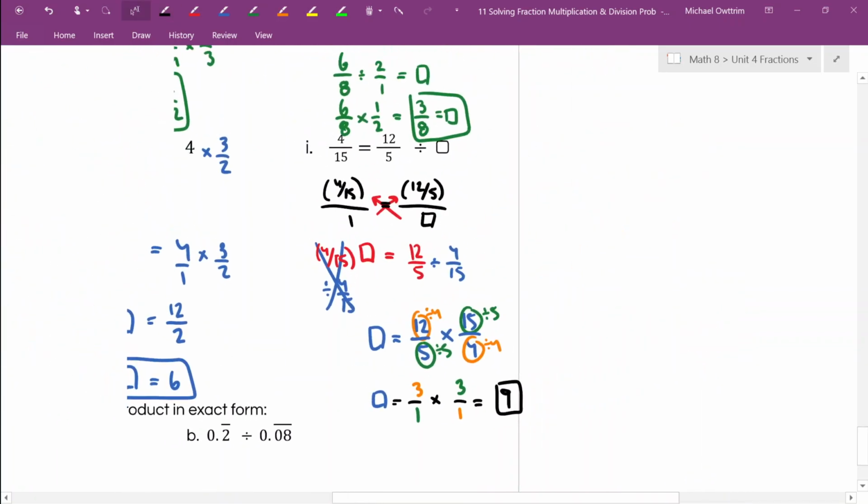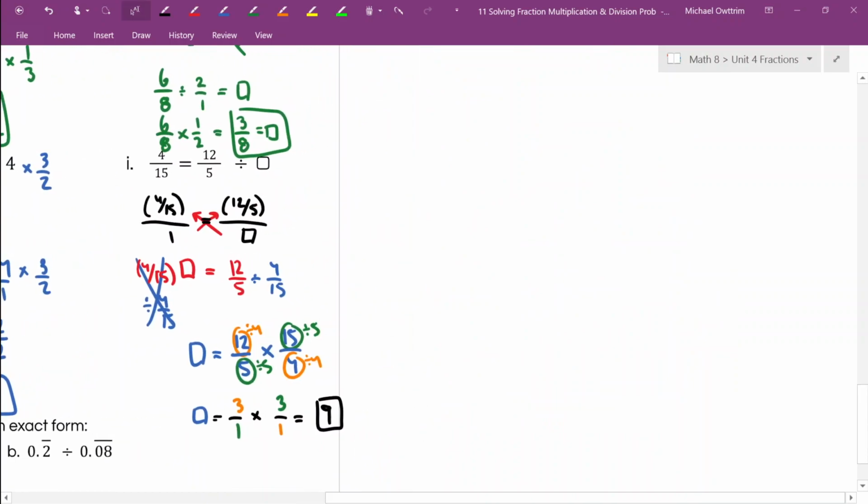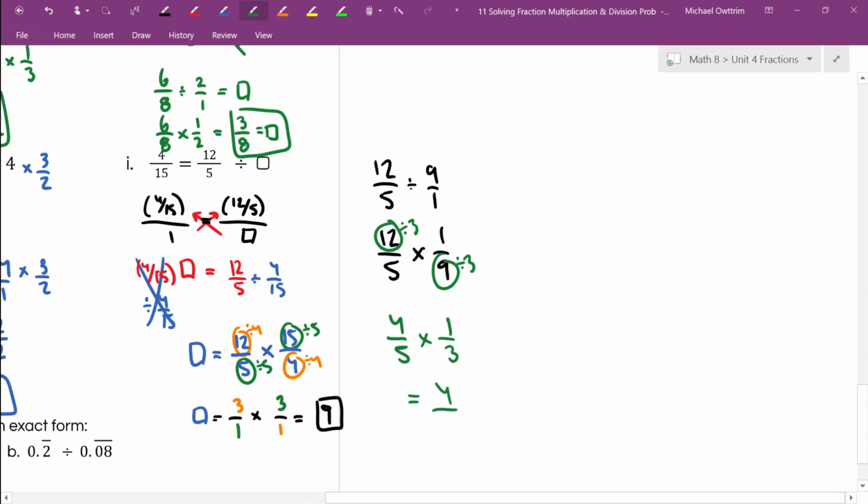Okay, in each of those you can of course check yourself by actually doing the calculation. So here, for example, we think our box is 9, so let's do 12/5 divided by 9, and let's see if we get our 4/15. So in order to do that division, we're going to write 9 as 9 over 1, and we'll flip and multiply. We're going to simplify out our common factor of 3 here, and that'll give us 4 over 5 times 1 over 3. 4 times 1 is 4, and 5 times 3 is 15, and that is indeed the solution that we wanted for this equation.